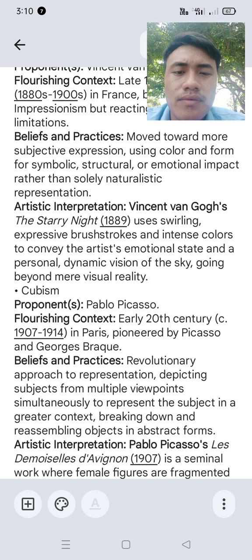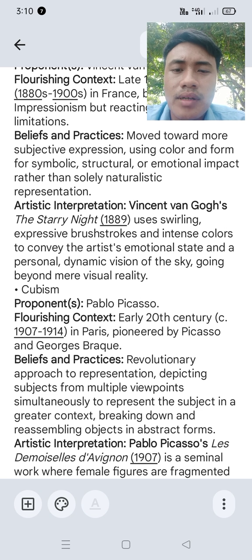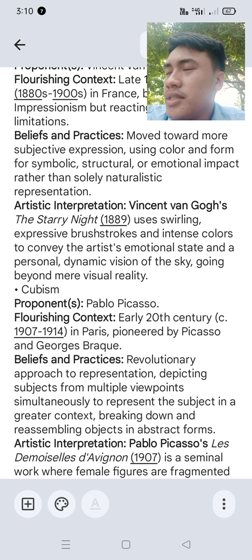Artistic interpretation: Vincent van Gogh's The Starry Night, 1889, uses swirling, expressive brushstrokes and intense colors to convey the artist's emotional state and a personal, dynamic vision of the sky, going beyond mere visual reality. Cubism.